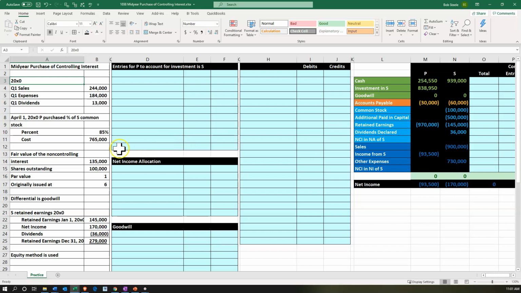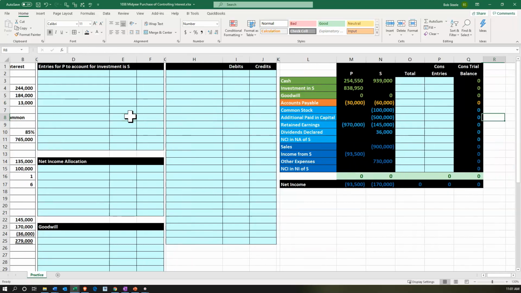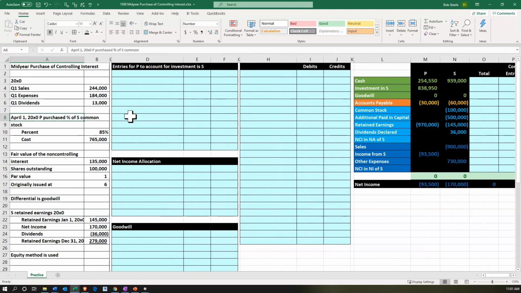Here we are in Excel. We have our information on the left-hand side. We're going to put that information into the blue area on the right-hand side, including our worksheets and our entries. And then we have our consolidation worksheet. Let's see what we have on the left in terms of information.